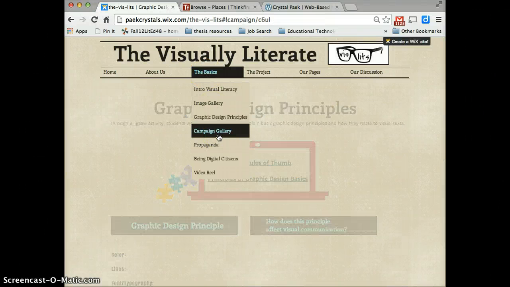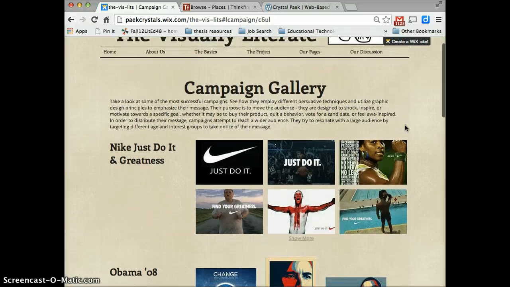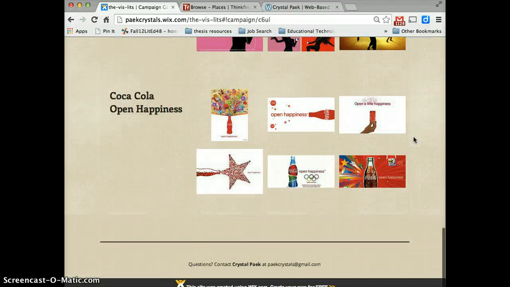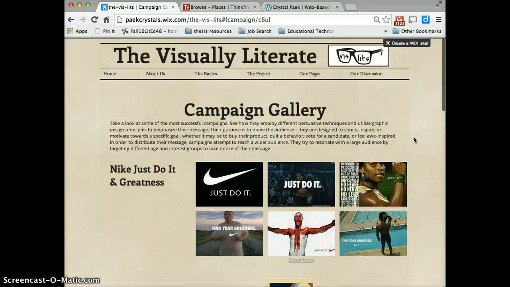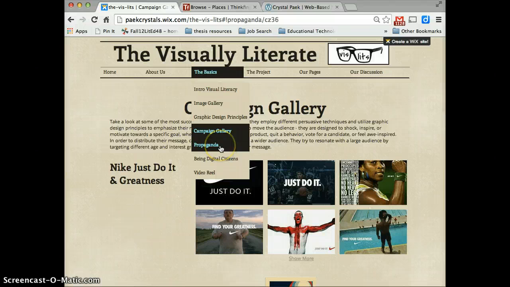And so the campaign gallery takes it a step further, looking at images in groups and how having groups of images offers a different tactic of persuading an audience. So I have quite a group of campaigns that we look at and talk about and discuss in class.